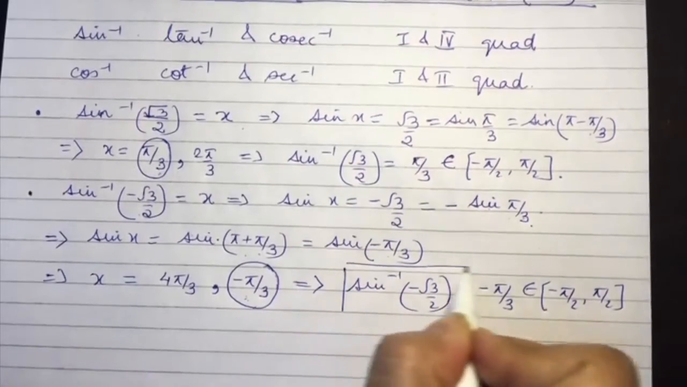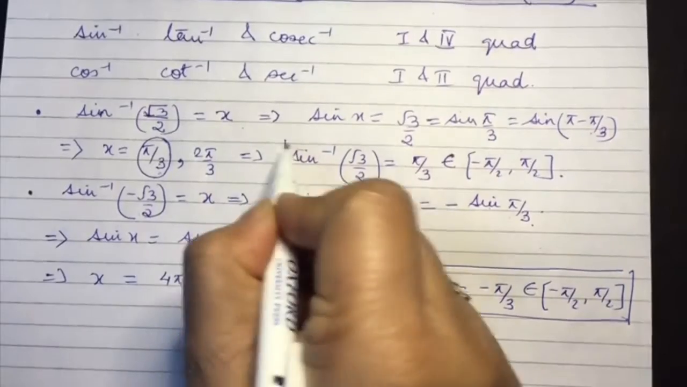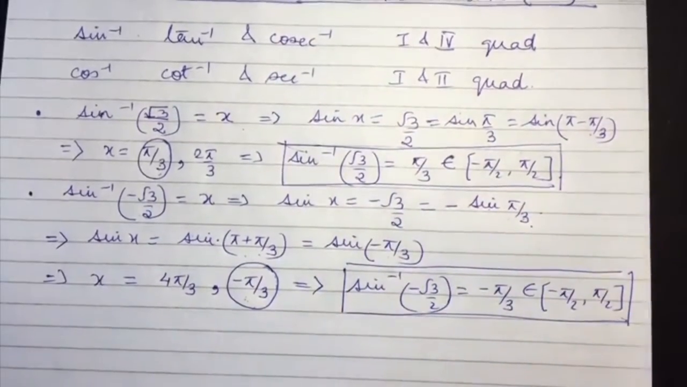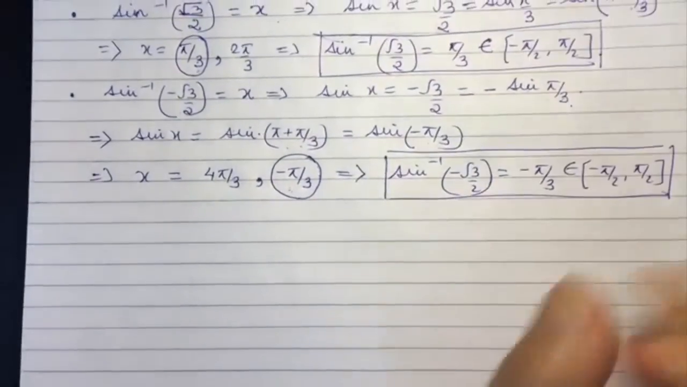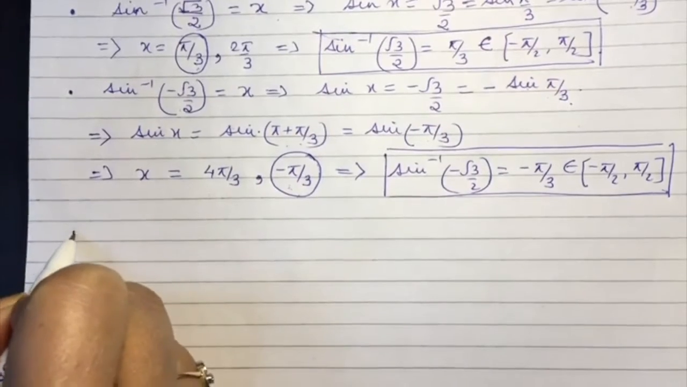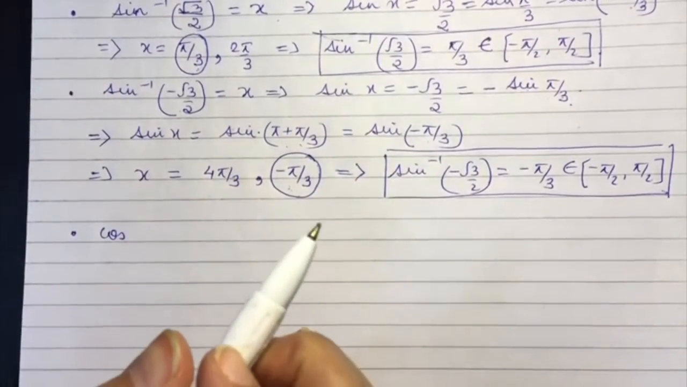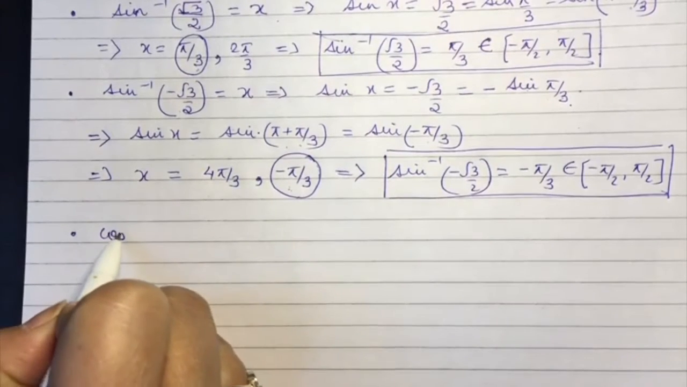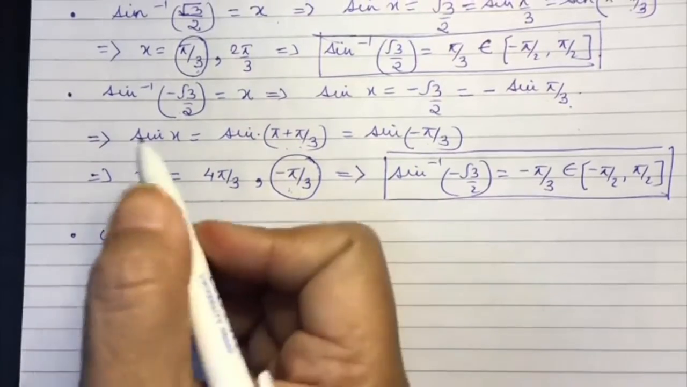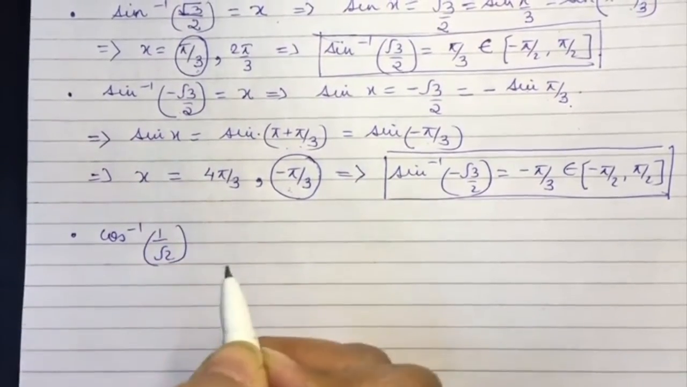So this is one result, and the previous question which we did is this one. Now let's consider similar problems in cos inverse. Let's take a question, we'll consider one positive and one negative, so that you all can handle any problem related to this. So let's pick up, let's say, cos inverse 1 upon root 2.